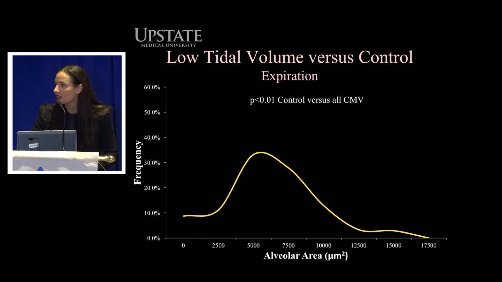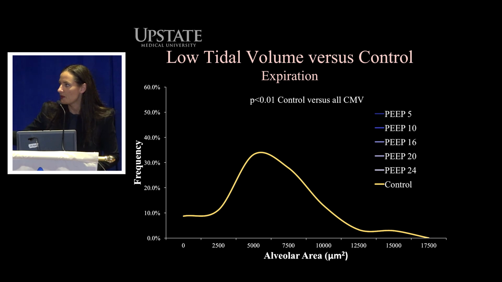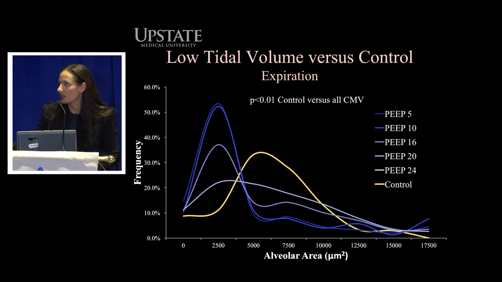By comparison, if we look at expiration, again, this is the control group, and we see that nice normal distribution, just like what we would expect to see. Once we injure the lungs and we add on a PEEP of 5, we again see those collapsed atelectatic alveoli, just a couple of normal-sized alveoli, which slowly start to increase as we increase our PEEP values. But again, that curve never looks the same as our uninjured lungs.